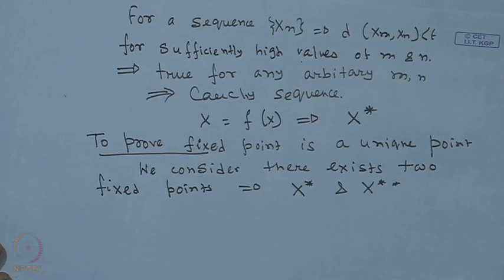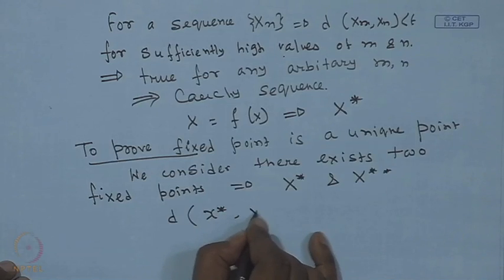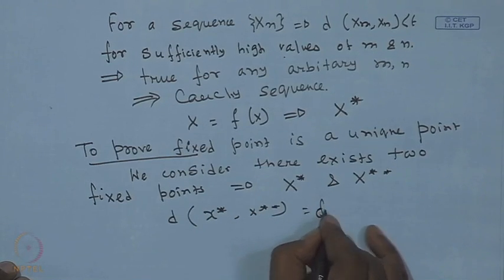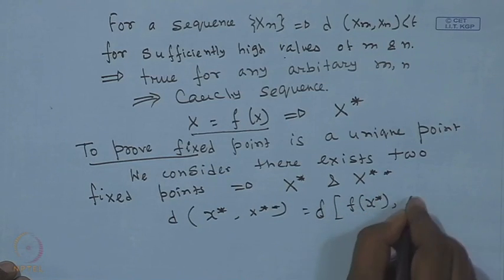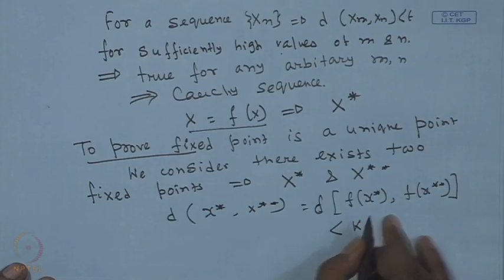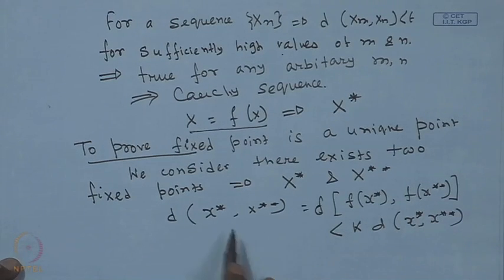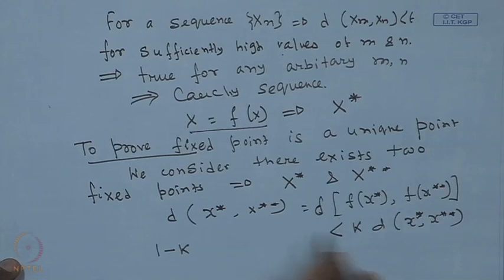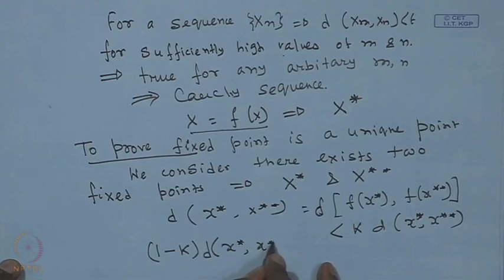If we calculate the metric between these two fixed points, the metric between x star and x double star should be nothing but the metric between f x star and f x double star, since this relationship has to be obeyed for both cases. And since we have proved that f is a contraction map, this should be less than k times the metric between x star and x double star. Now we can bring this to the left hand side. The metric between x star and x double star, being a scalar, can be taken out as common. So the equation becomes the metric between x star and x double star multiplied by 1 minus k should be less than or equal to 0.